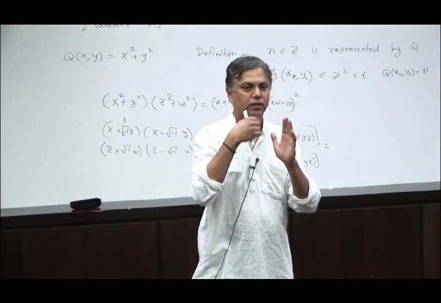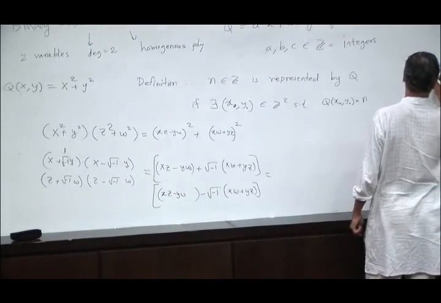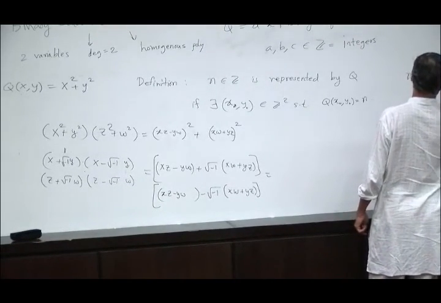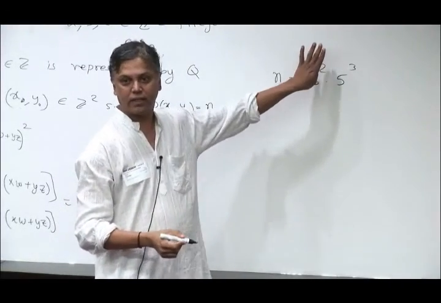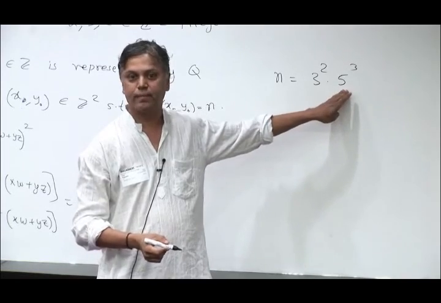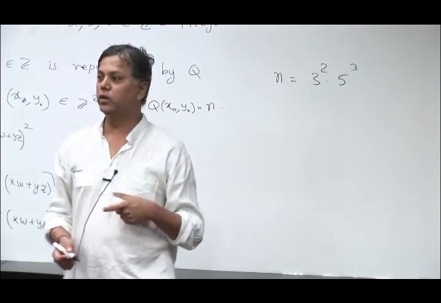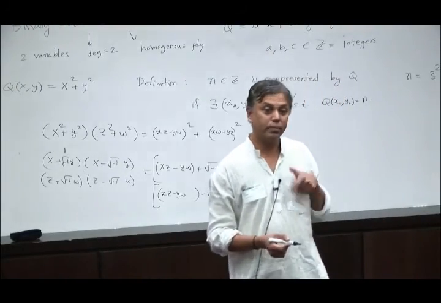even. So let me say it this way. If n is equal to, say, 3 squared times 5 cubed, then the 3 squared is already a square, so this is a good guy. We can take care of this easily. So we have to only take care of the non-square part of n. And there, if a prime p congruent to 3 mod 4 appears, we have a problem. We will not be able to do it.